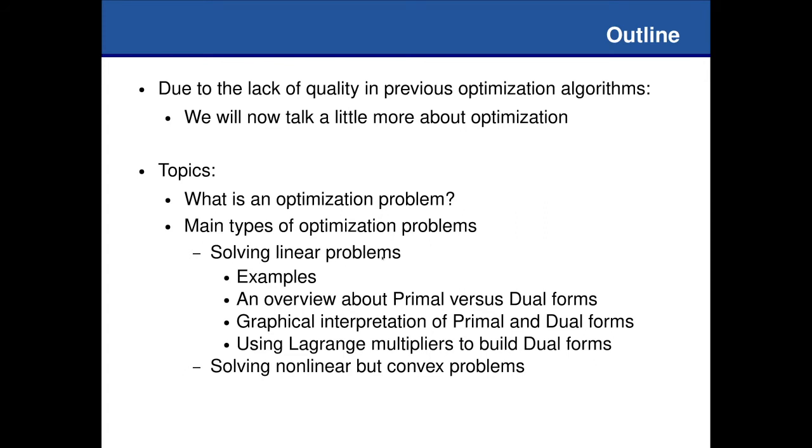The first is, of course, we're going to remember how linear optimization problems work. We're going to see some examples, and an overview of the primal versus dual forms. Also, some points on the graphical interpretation of primal and dual problems, and how we can use Lagrange multipliers to build up dual forms if we're given the primal form as a starting point. And afterwards, we're going to solve nonlinear but convex problems.